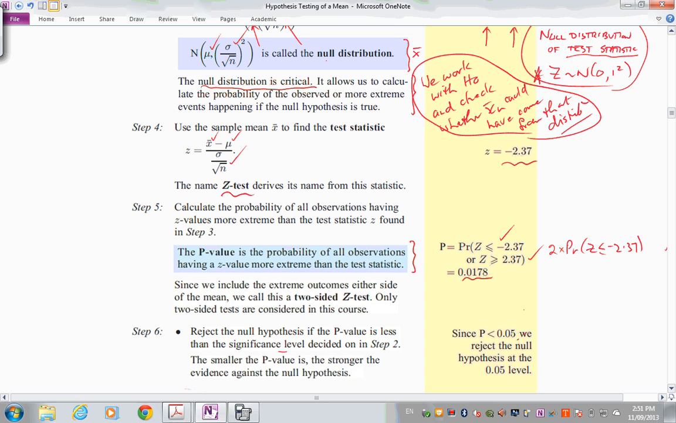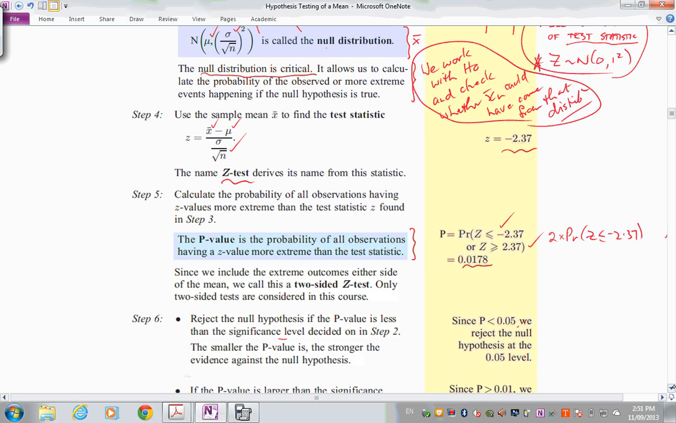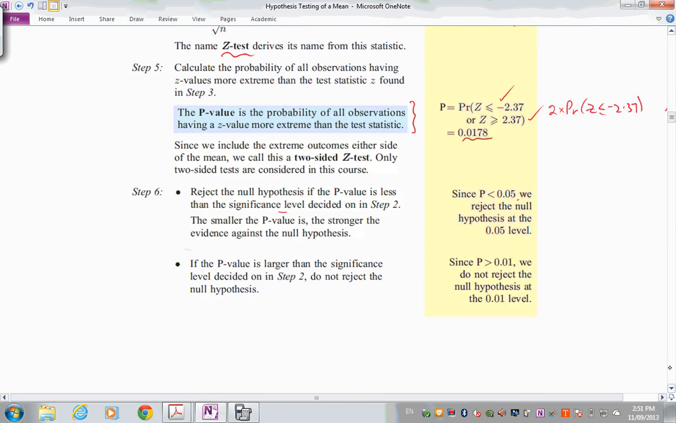Okay. Now, we're going to have to reject or not reject. Now, at the 5% level, if the p-value is less than the significance level, then if the p-value is less than 5%, we reject the null hypothesis at the 5% level. You had to have greater than 5% chance of this happening.